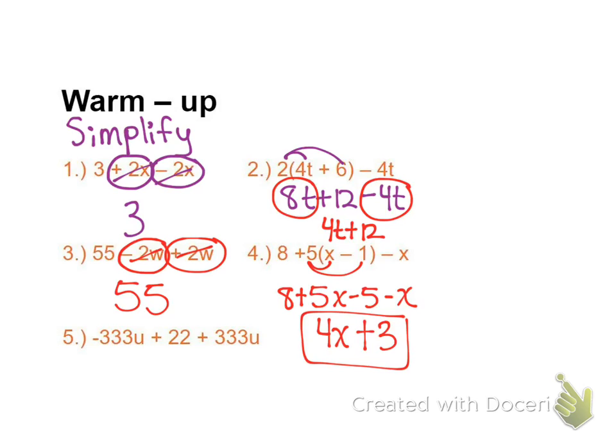All right, on number 5, what are we combining? The u's. When I combine the u's, what happens? 0. Cancel out. We're left with 22.